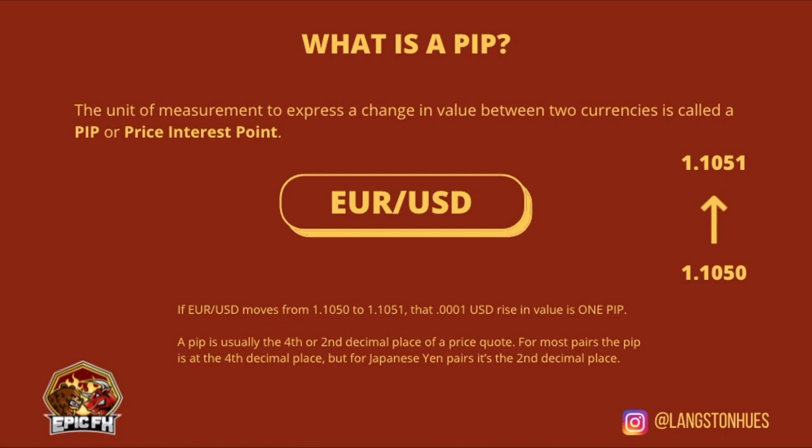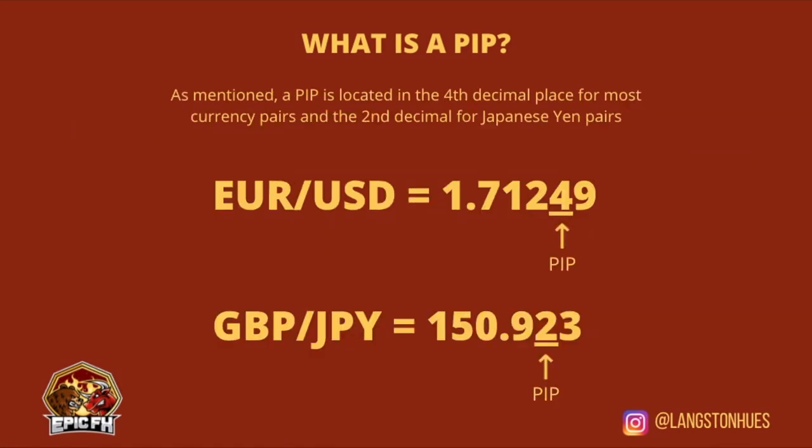A pip is usually the fourth or second decimal place of a price quote. For most pairs, the pip is at the fourth decimal place, but for Japanese yen pairs, it's the second decimal place. A pip is located in the fourth decimal place for most currency pairs and the second decimal place for Japanese yen pairs. Here's an example.